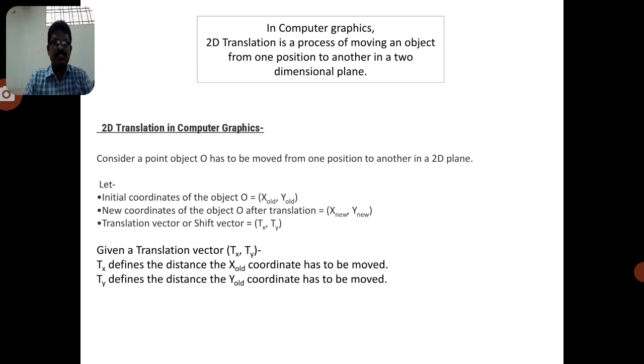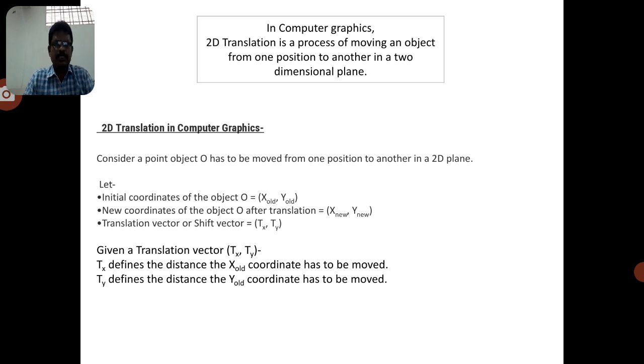Now we are going to take 2D translation in computer graphics. This is the first technique of transformation under two-dimensional computer graphics. 2D translation is the process of moving an object from one position to another position. That means it changes the position, moving one location of the object to another location with the help of some standard formulas.